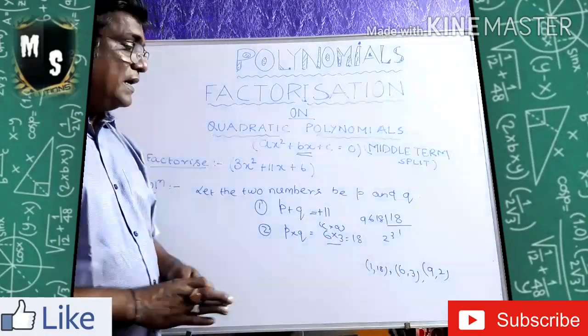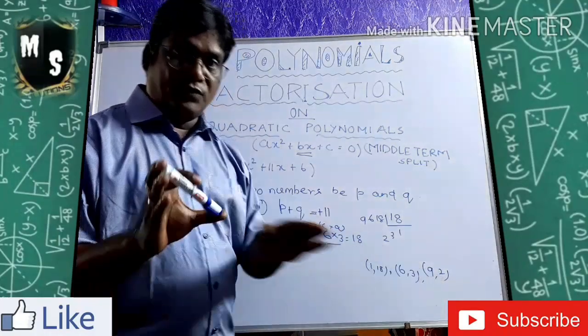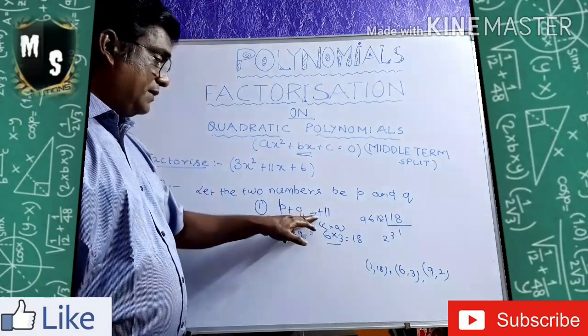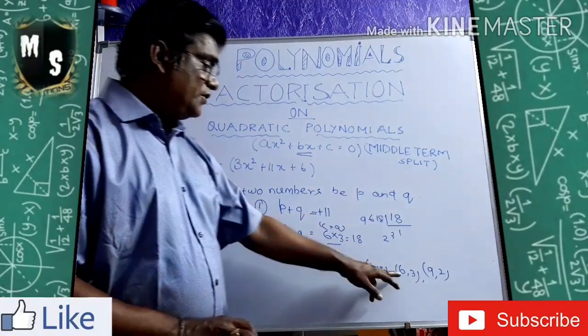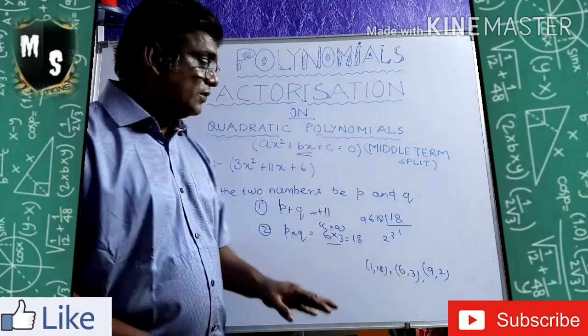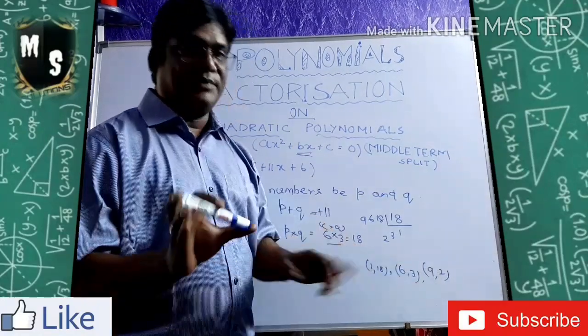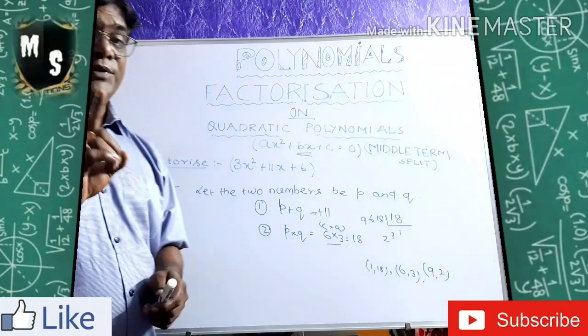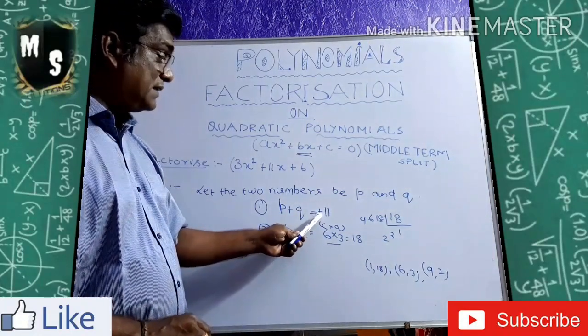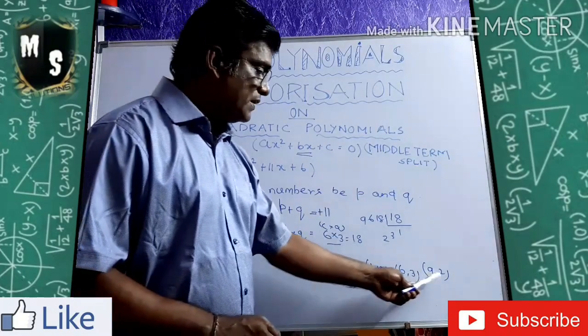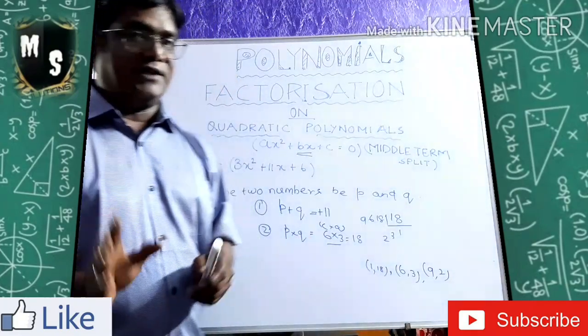Now take the pair which will give you 11 on addition. Which pair is giving 11? 18 plus 1? No, it is not giving. 6 plus 3? 9? No, it is not giving either. 9 plus 2? It is giving 11. But is it giving the proper sign? You need plus 11. Yes, it is giving you plus 11.